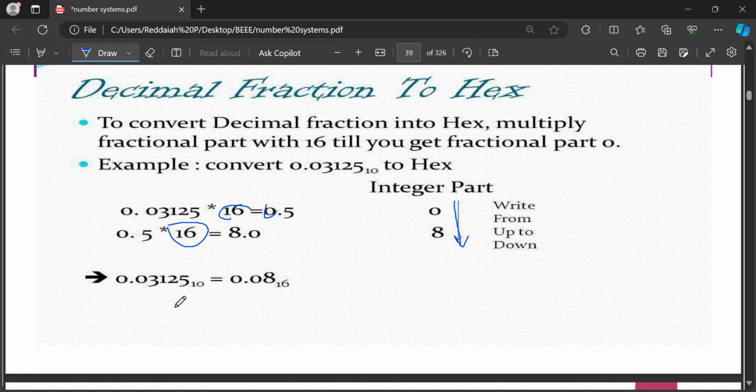Similarly, you can write a base 10 decimal number as a hexadecimal number. We have to multiply by 16 for the fraction, whereas the integer conversion is by division. Suppose 181 is the decimal number. The integer part is divided by 16, and the fractional part is multiplied by 16.